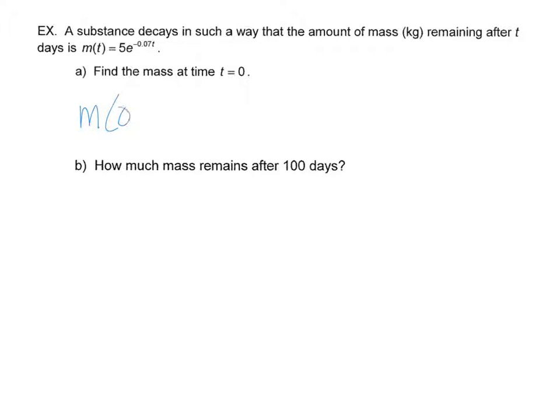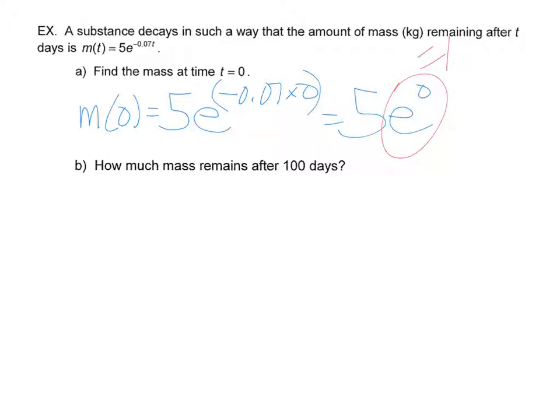So the mass when time is 0 would be 5e to the negative 0.07 times 0, which is 5 times e to the 0, and hopefully you remember that anything to the 0 power equals 1. 5 times 1 is just 5 kilograms. Anytime a problem asks for an initial value, it's asking for the value at the start of the time period, so when t equals 0. So what we just found was an initial value.